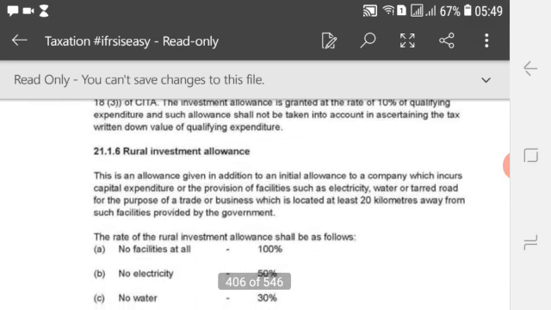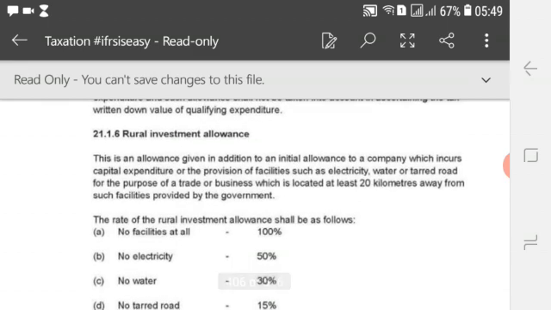The next we're looking at is the rural investment allowance. When you're talking about the rural investment allowance, it's an allowance given in addition to an initial allowance to a company which incurs capital expenditure on the provision of facilities such as water, electricity, or tarred road for the purpose of the business, which is located at least 20 kilometers away from such facilities provided by the government.